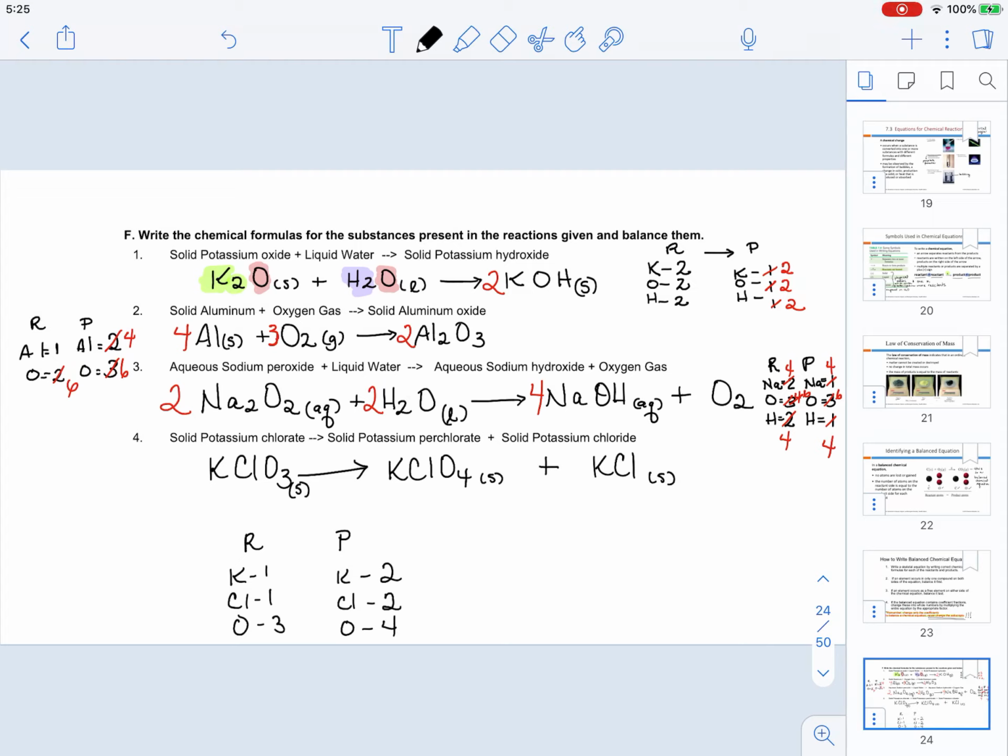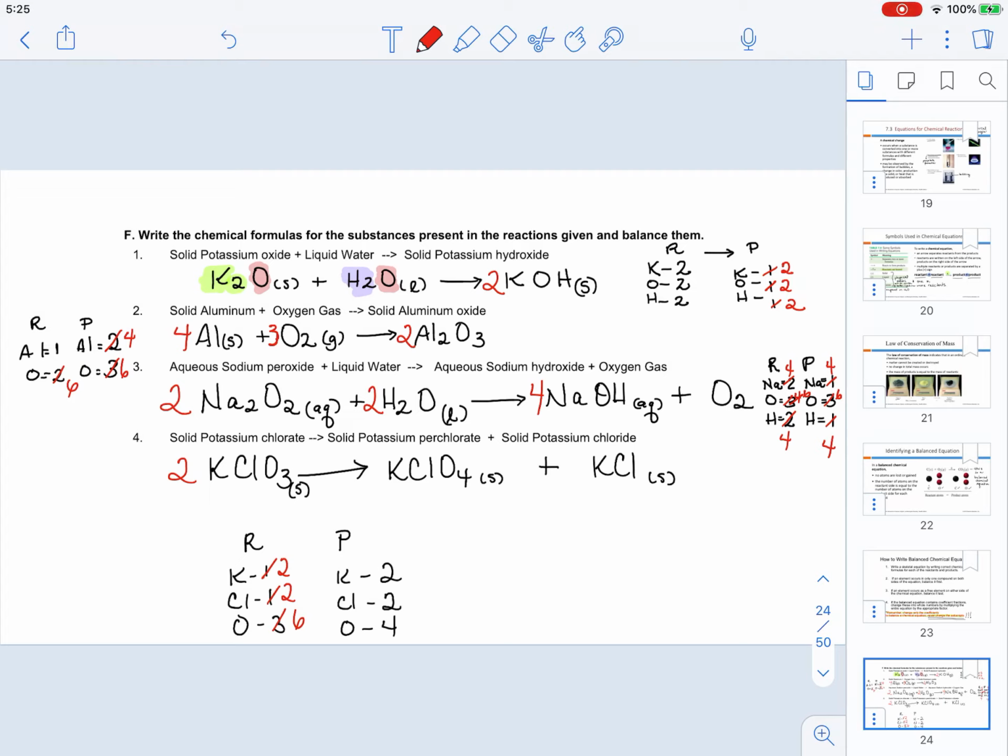Now, when it comes to this, one of the first things that we can do is try to balance specifically the potassiums. So what if we start putting a 2 here in the beginning, okay? Then that means that my potassiums will go to 2, my chlorines will go to 2, and my oxygens will go to 6. Now I have balanced my potassium and my chlorine, but my oxygen is off.